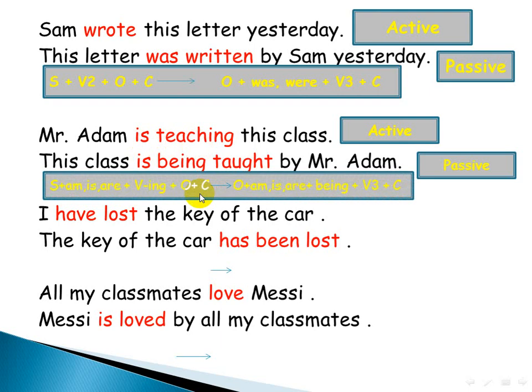And what is the general rule? You can follow this one. Subject plus am, is, are plus verb-ing plus object plus complement. You have to start with the object. Then am, is, are, depending on the object, if it is singular or plural, then you have to use being plus verb 3 plus complement.